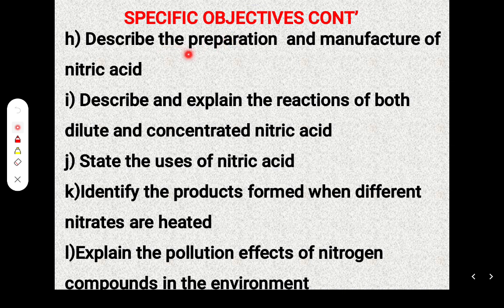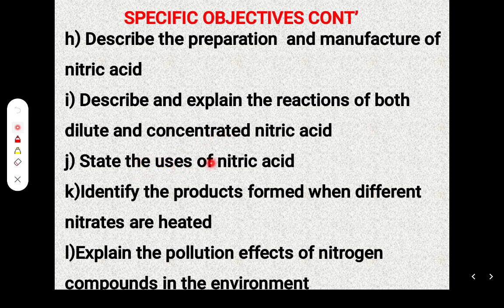You'll be required to describe the preparation and manufacture of nitric acid, and describe and explain the reactions of both dilute and concentrated nitric acid. You know the difference between dilute and concentrated. Dilute means water is added to the nitric acid. So when water is added to the acid, it makes it dilute. And the one in which there's no water added is called concentrated.